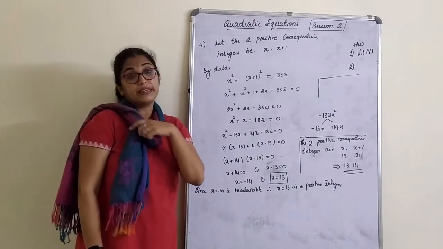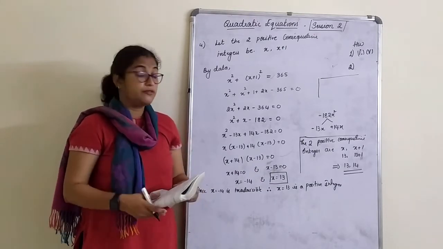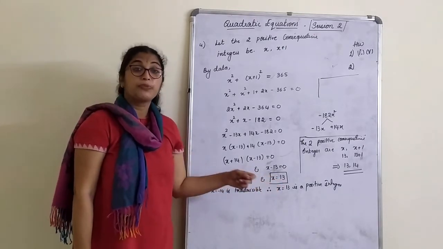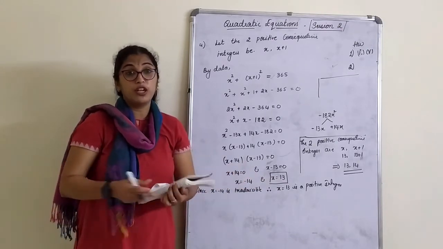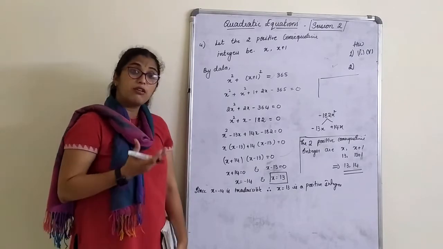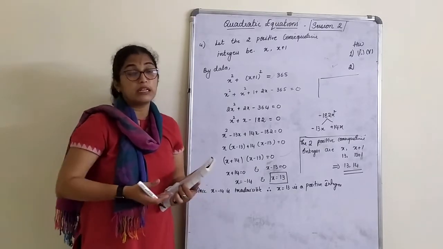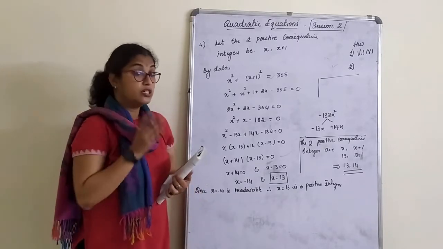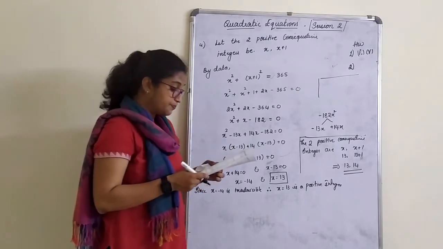Here you have to be very careful. When they ask you something positive, consider only the positive integers. Number of terms, number of children in the class, something in terms of numbers they have given you. So numbers are always positive. Number of children in the class can't be negative or fraction. So that thing you have to be very careful.